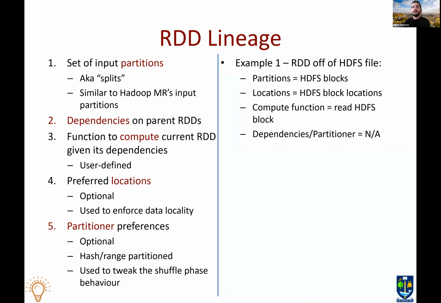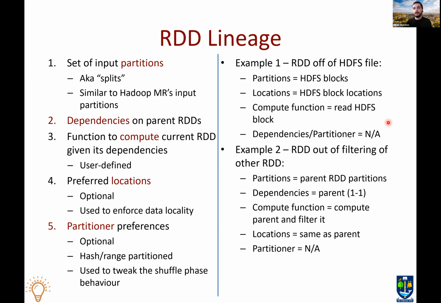So let's say an example. Let's say we read data off an HDFS file, and that creates an RDD. In this case, the partitions are the HDFS blocks, one partition for every block, because let's say that is the input format we're using. The locations are the HDFS block locations. Okay. The compute function is just read the block. And there are no dependencies and no partitioner in this case.